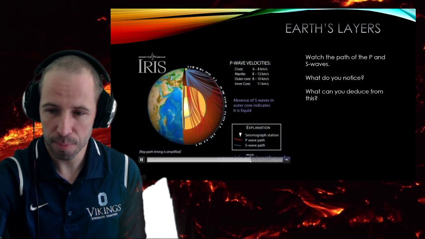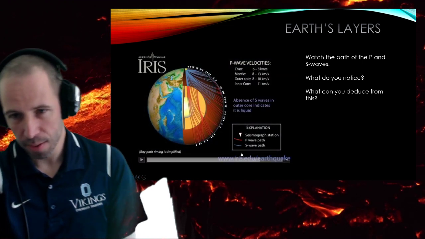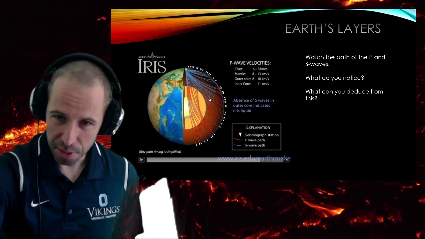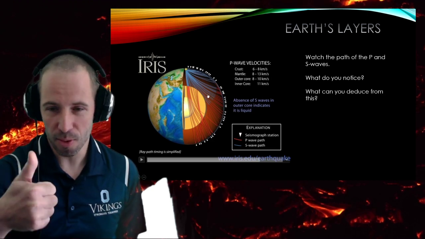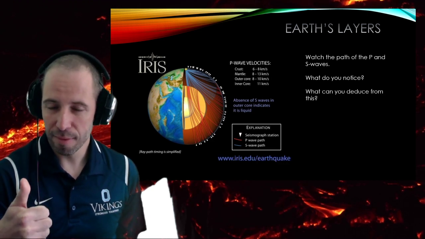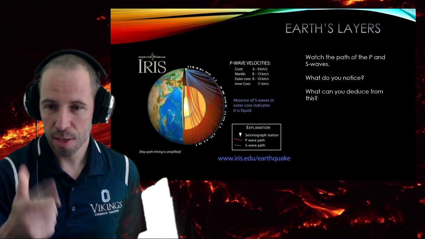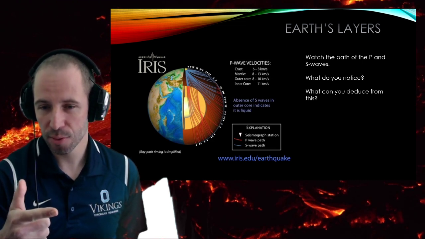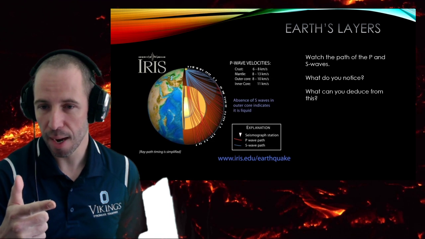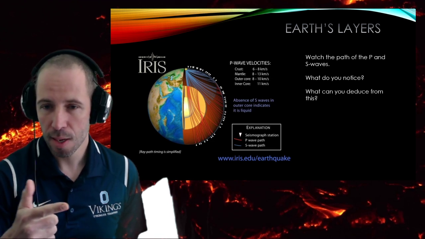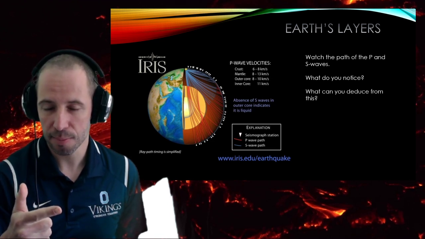Oh, here we go. We're going to jump partway to the end here. Okay. So hopefully that's the first thing you noticed. Things you noticed. Number one, the P waves are traveling faster than the S waves. Number two, the S waves cannot pass through liquid layers, so they stop at the outer core. That tells us that the outer core is liquid, but that the mantle and inner core is solid.